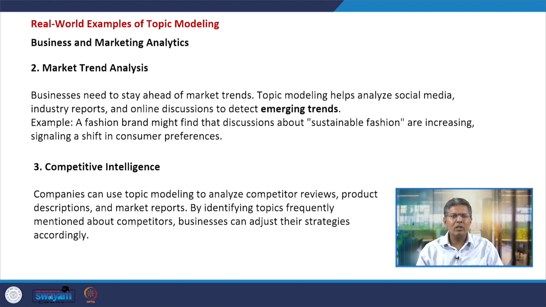So, they are talking about sustainable fashion now, right? Similarly, you talk about competitive intelligence. Companies can use topic modeling to analyze reviews, product descriptions, and market reports. So, by identifying the topics frequently mentioned about competitors, businesses can adjust their strategies accordingly, right? So, what the competitors are doing and how customers are responding to it, right? By understanding this, competitive intelligence can be built for the company.